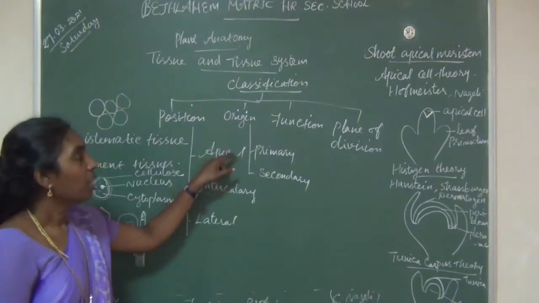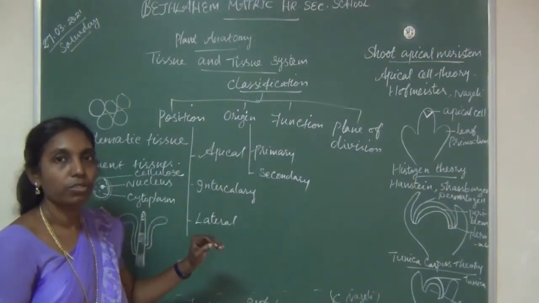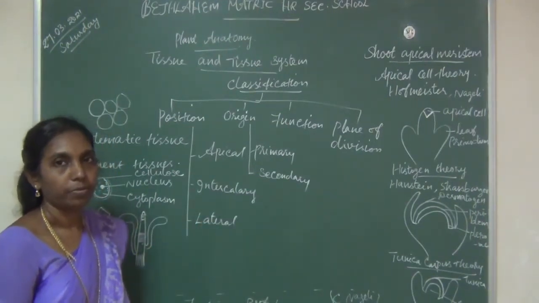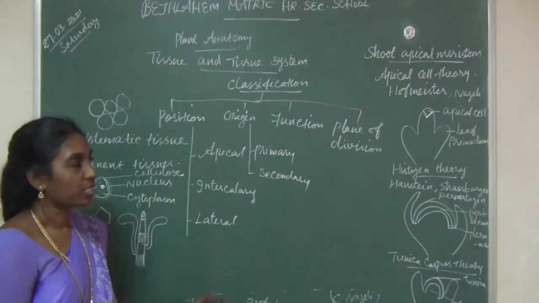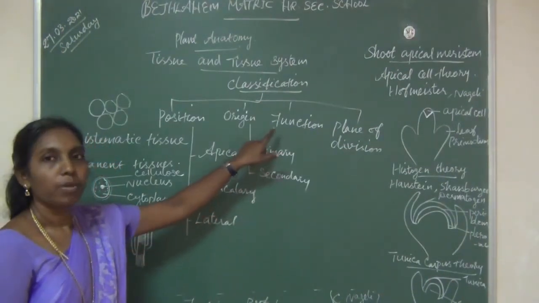Primary meristem and secondary meristem. Primary meristem gives rise to primary tissues, and secondary meristem gives rise to the cambium, the interfascicular cambium as well as the cork cambium. Cambium gives secondary meristem.